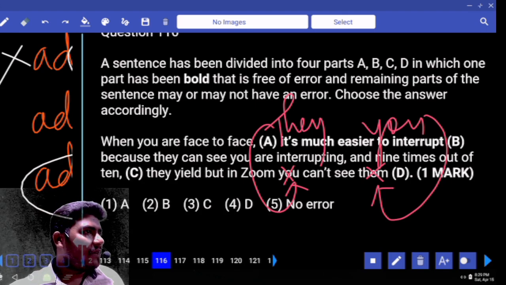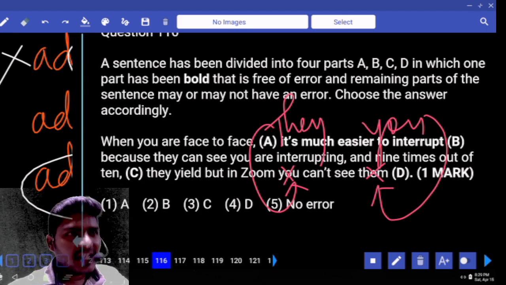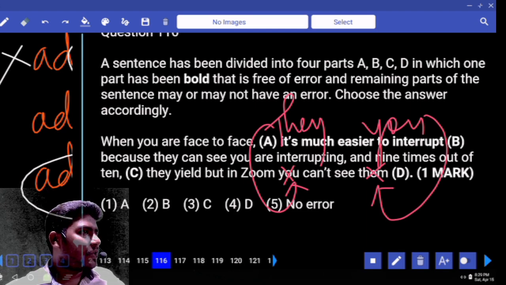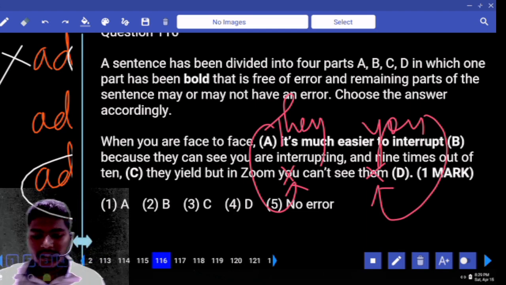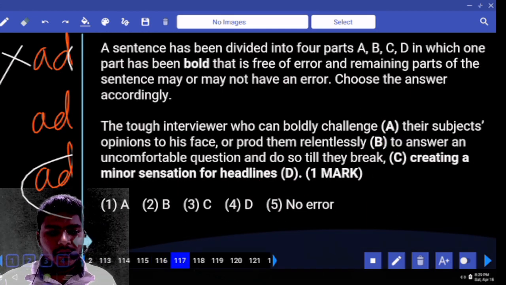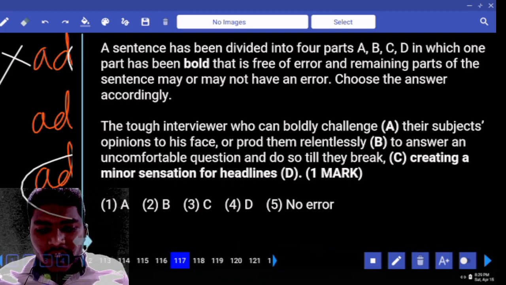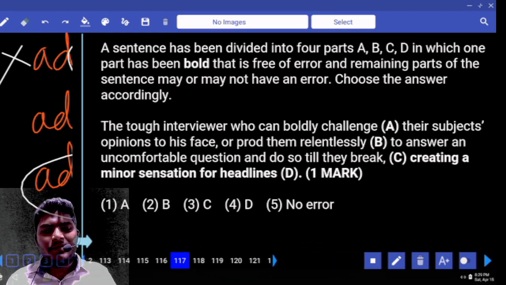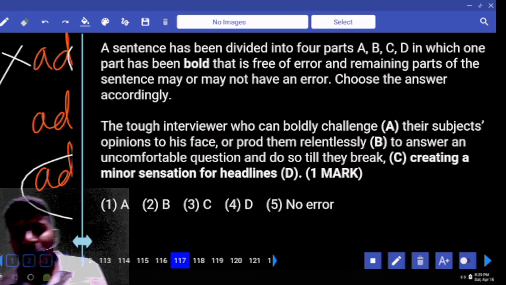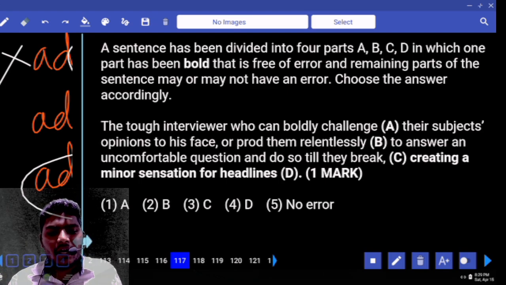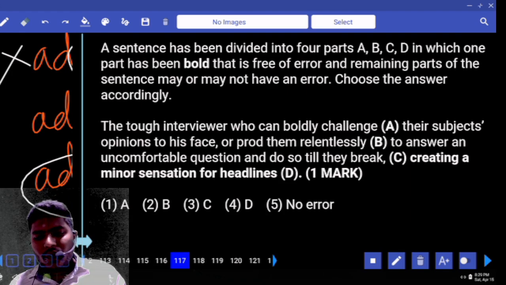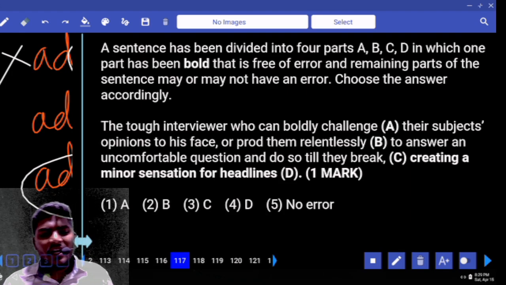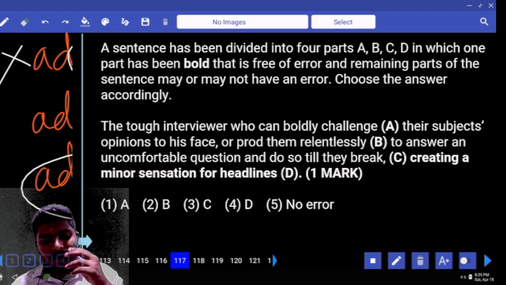ఇది reading based అంత స్టాండర్డ్ గ్రామటికల్ ఎర్రర్ కాదు. ఇది దీని గ్రామటికల్ ఎర్రర్ తీసుకోలేము, చదివిన అర్థం కాదు కాబట్టి. బట్ కరెక్ట్ దట్ సెంటెన్స్. నెక్స్ట్ మూవ్ టు 117. The tough interviewer who can boldly challenge their subject's opinions to his face or prod them relentlessly to answer an uncomfortable question, and so till they break, creating a minor sensation for headlines.